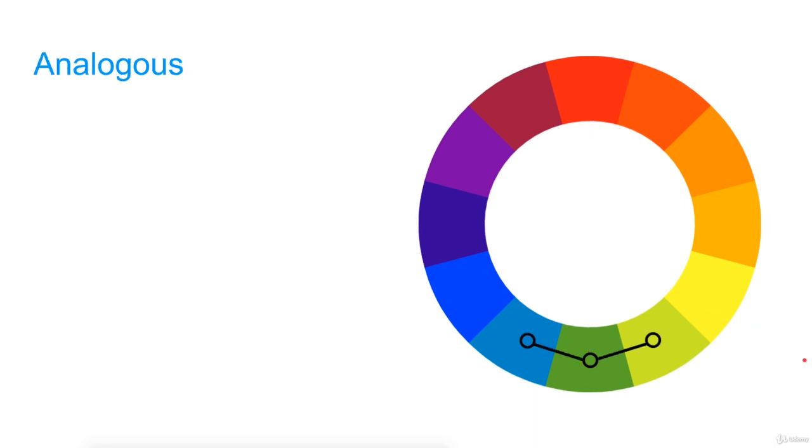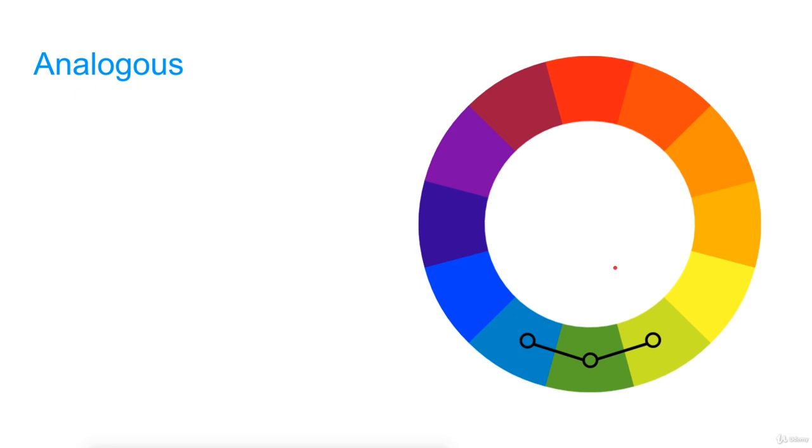The next one is analogous. This is formed by grabbing one color, so green, and then the 2 colors touching it on the color wheel. So we have a blue-green and then we have a yellow-green. So the analogous is related colors, basically. They're the colors right next to each other on the wheel. They usually match well and they're pleasing to the eye. You'll find these commonly in nature.